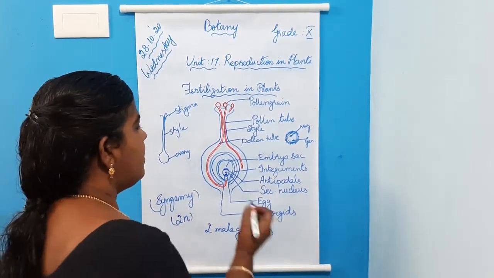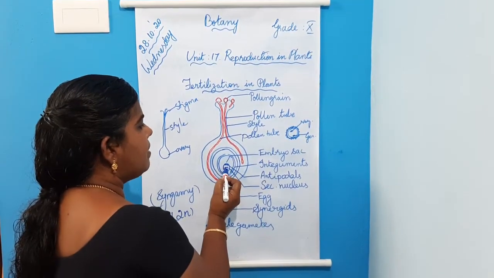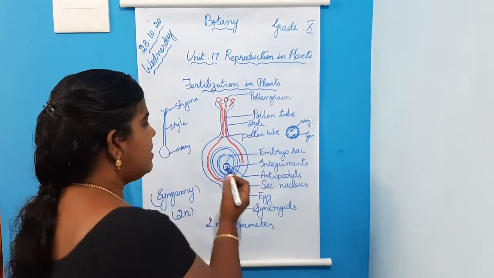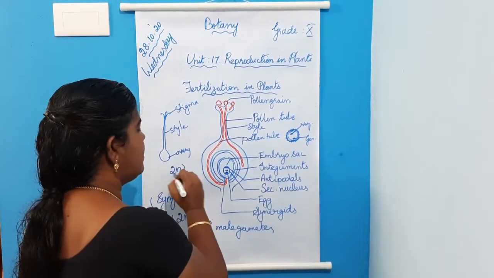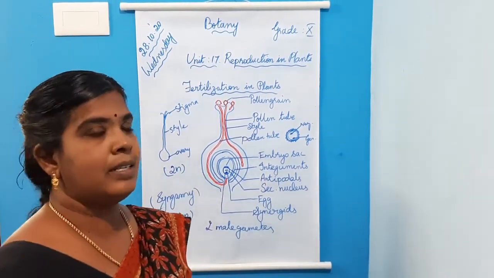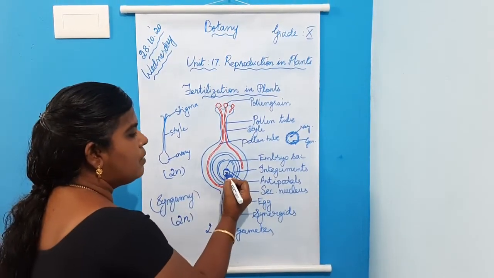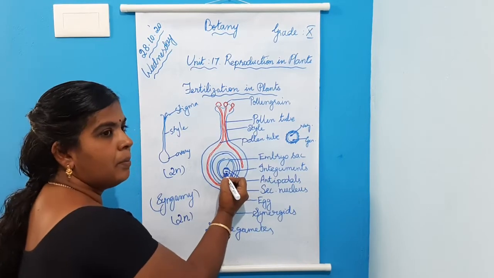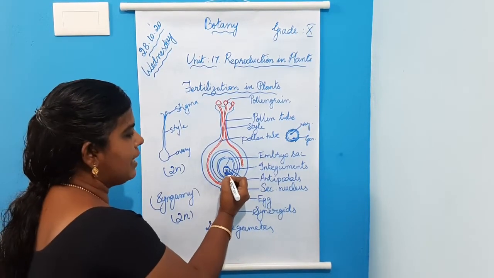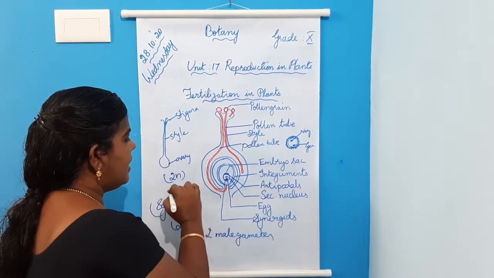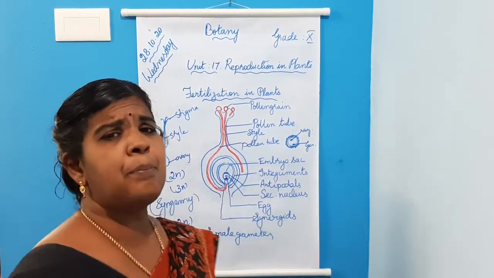Okay, the second sperm fuses with the polar nuclei or secondary nucleus which is there in the center, and already the secondary nucleus is diploid in nature. Okay, diploid in nature, it has two sets of chromosomes. Now the second male gamete fuses with the secondary nucleus, or primary endosperm nucleus, to form a triploid nucleus, that is called triple fusion.